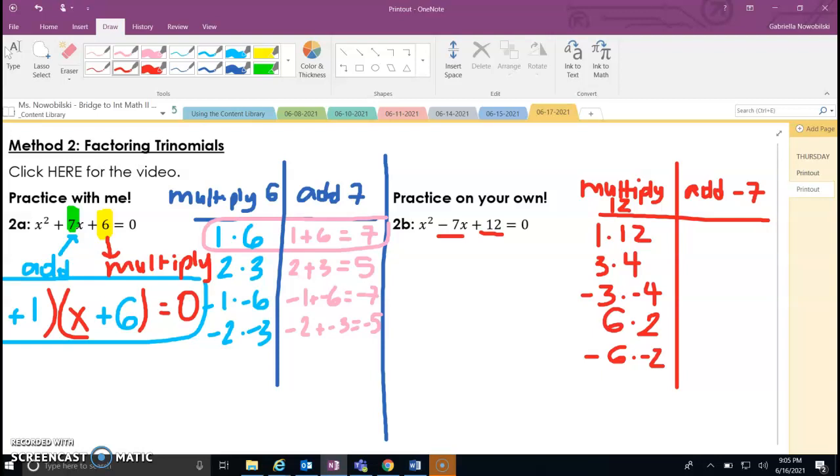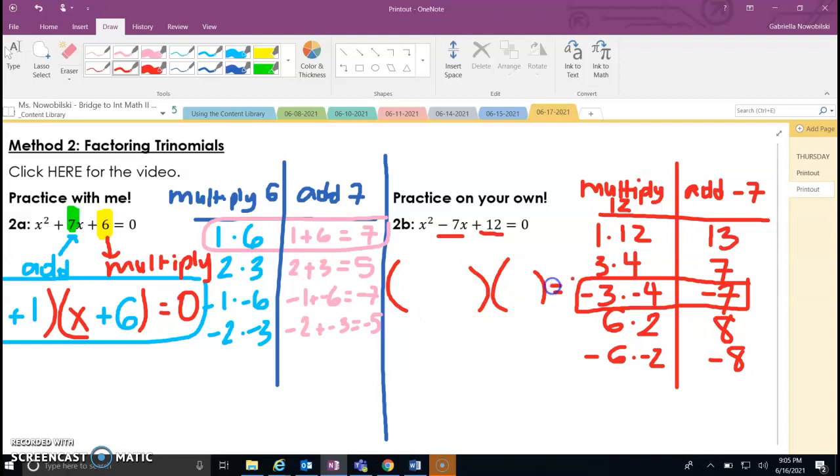Okay, let me now add them to see which one is going to add to -7. 1 plus 12, 13. 3 plus 4, 7. -3 plus -4, -7. I see this is going to be the magic one that we want. 6 and 2, I'm adding now. 6 plus 2 is 8. And -6 plus -2 is -8. So I see the pair that worked here is going to be x minus 3 and x minus 4.